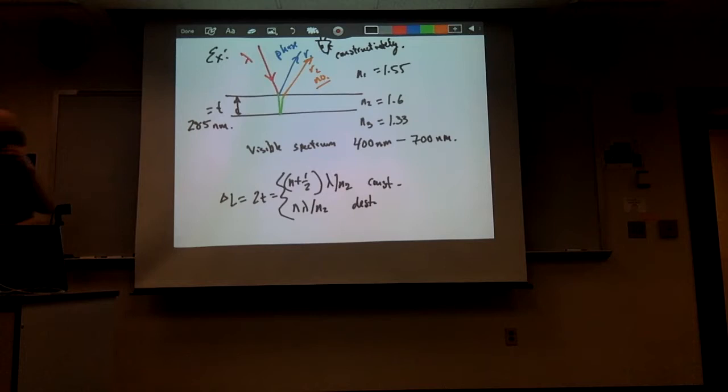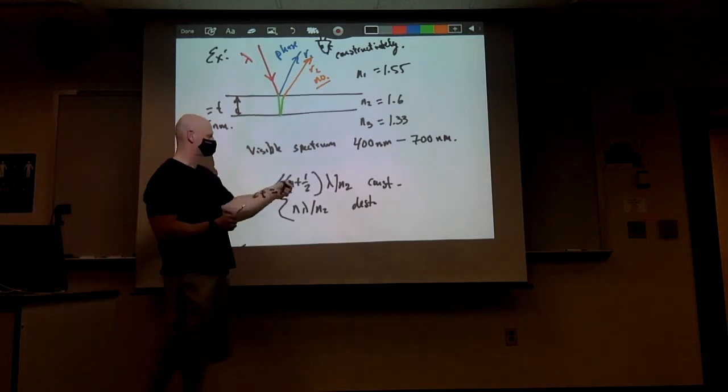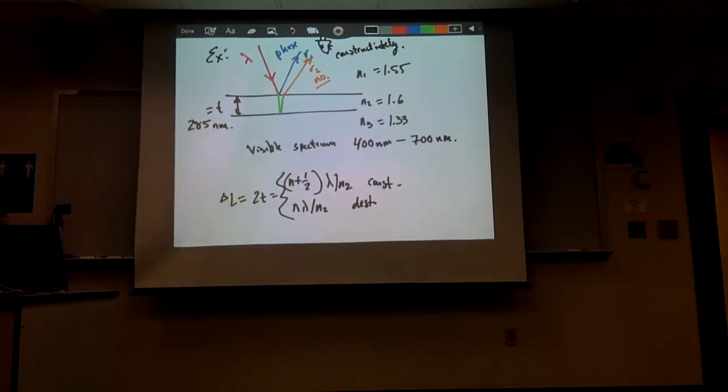Now again, our problem told us that we have constructive interference, which means we're going to simply use the top one. What's up? Are we always going to be told if it's constructive or destructive, or are we going to have to figure that out? Let's see here.